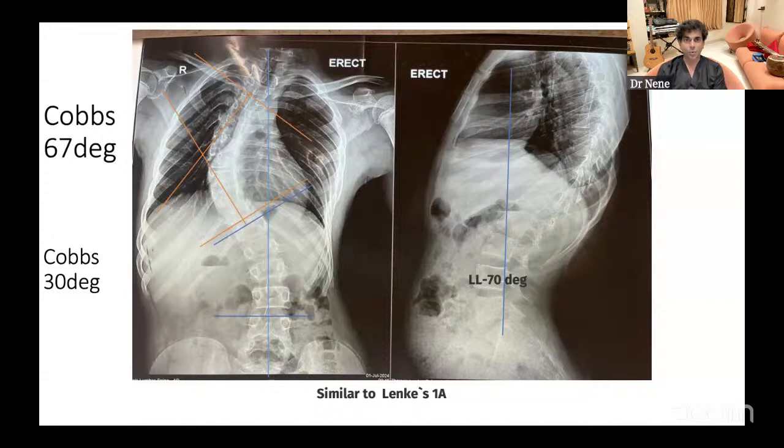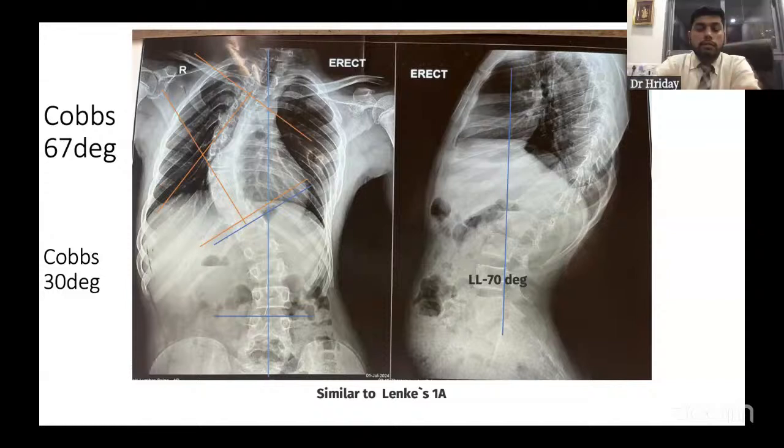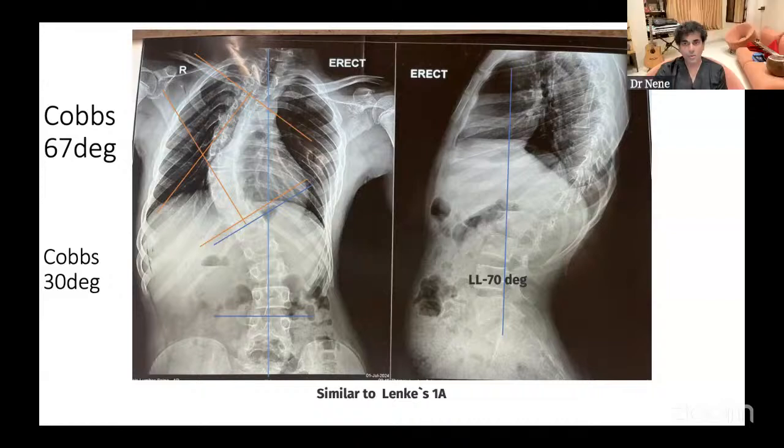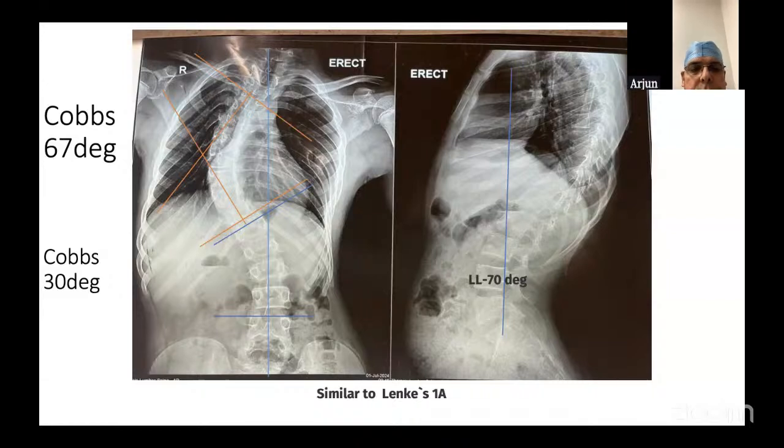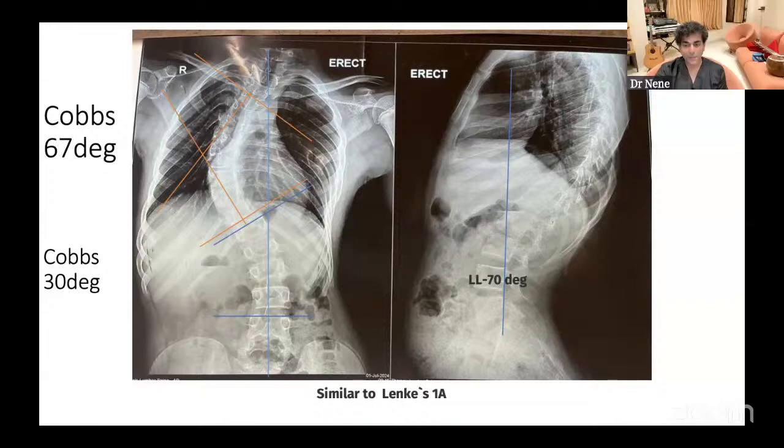So T3 to L2 for me. Hriday? Yes, sir. T3 to L2. I was thinking the same. Maybe for lumbar we can go L3, but L2 should be fine. L3 is the most stable, L2 or L3, but not above L2 for sure. Arjun? The lateral X-ray is going to define our instrumented segment instead of the AP X-ray. Definitely. L2 is safer, no? Yes.